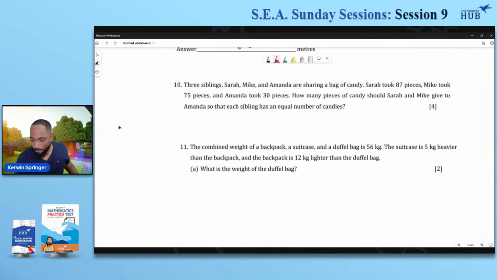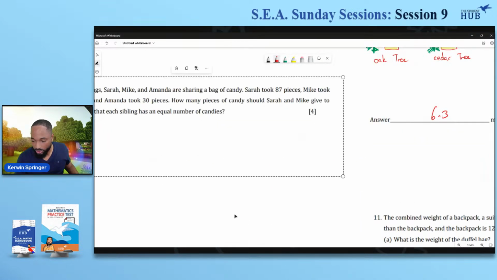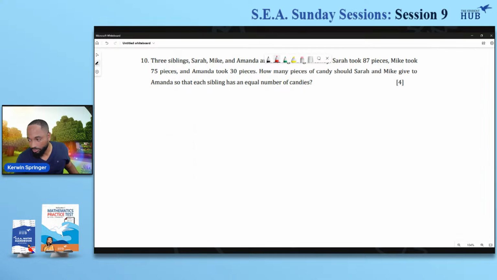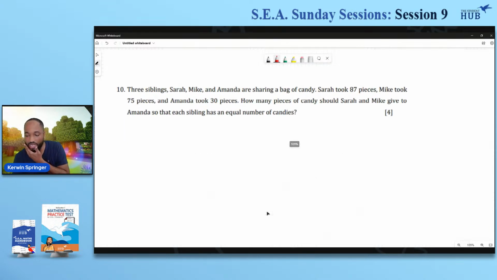6.3 meters. Okay, number 10 is squeezing up as well. Let's see if we can pull him out to handle him on the side. 3 siblings, Sarah, Mike, and Amanda sharing a bag of candy. Sarah took 87, Mike took 75, and Amanda took 30.